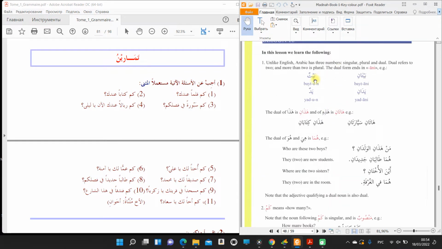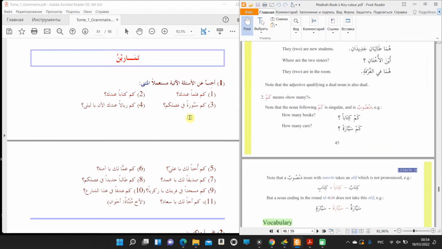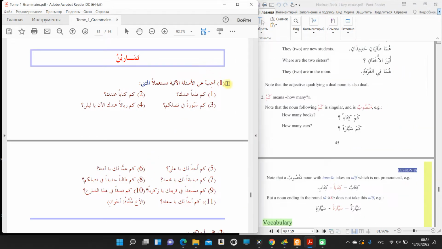For example, baytun, it's one house. Buyutun, it's three or more houses. But if you want to say two houses, you have to use the dual number, which is baytani, where we use the ending ani. Baytani. And that's it for this lesson. Now we just need to work on it, to grow on it.